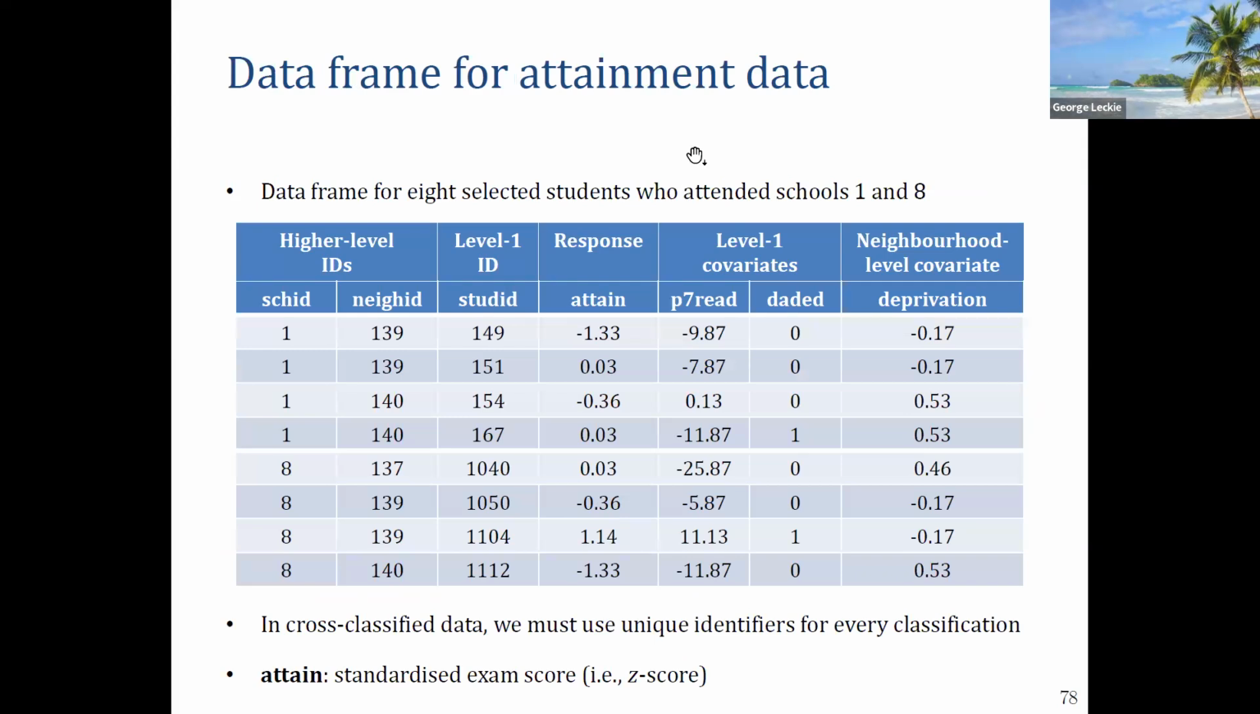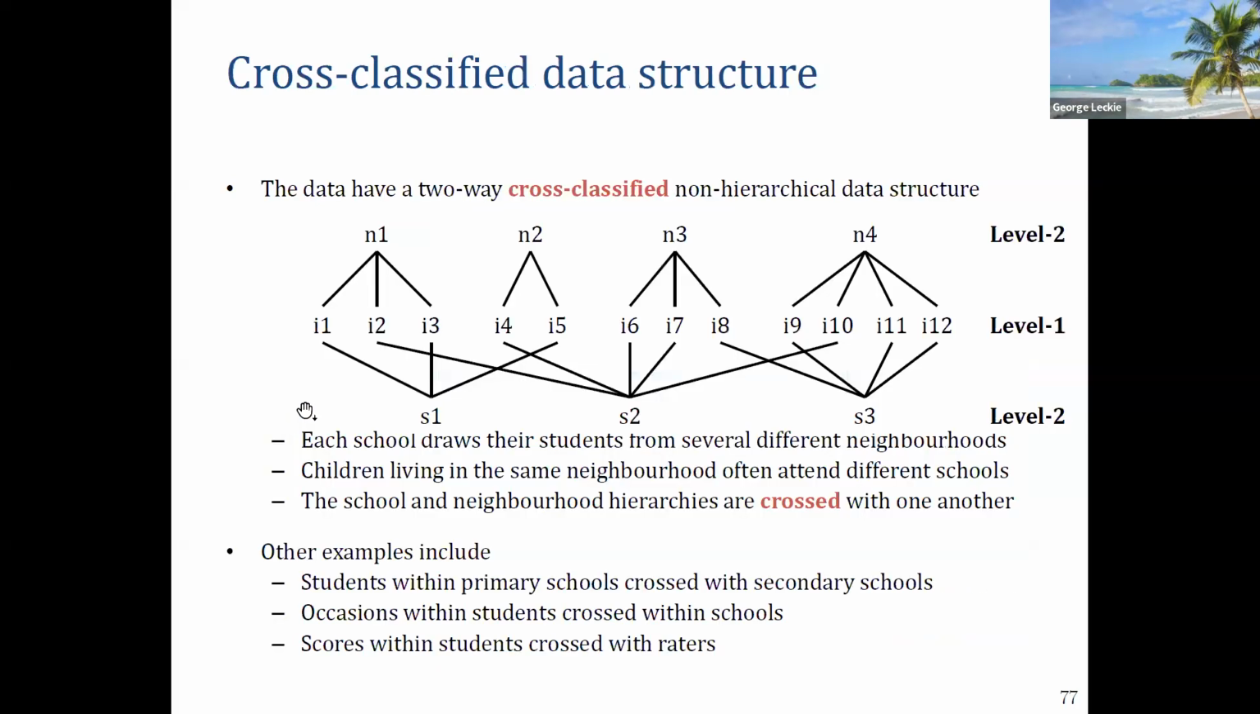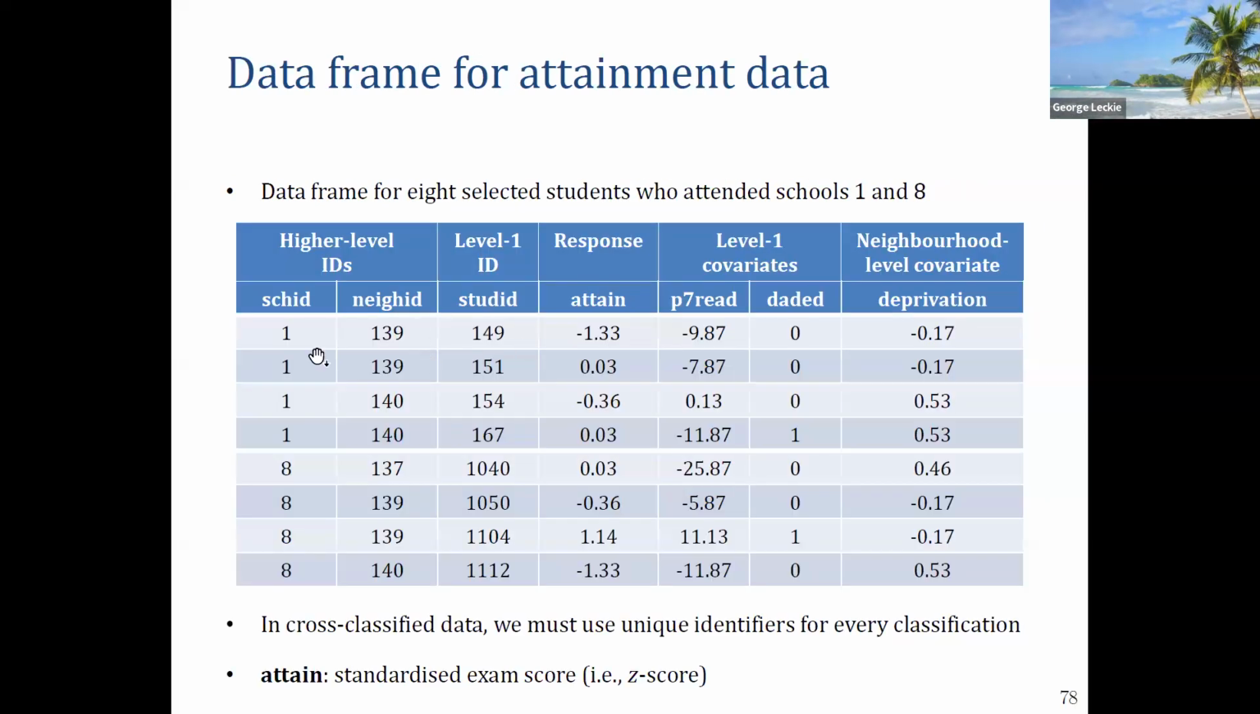So let's look at the data. Here I've written higher level IDs. These are both kind of operating, if you like, at level 2. We've got school ID and neighborhood ID. So here are 4 students in school 1, 4 in school 8. Within school 1, we've got 2 kids from neighborhood 139, but neighborhood 139 also supplied a kid to school 8. And this is the breaking down of the hierarchy. So you can see what I was depicting visually and saying in words. You can see it in the data just by staring.